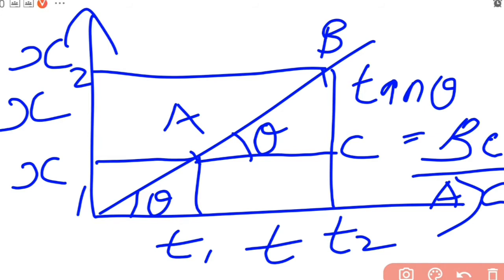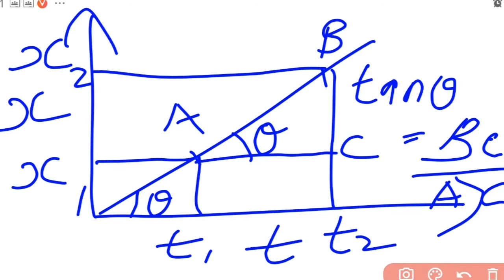Now, what is this BC divided by AC? BC is x2 minus x1, and AC is t2 minus t1.